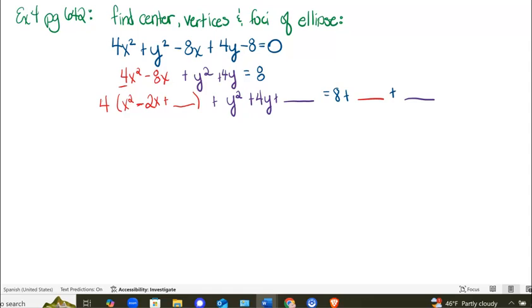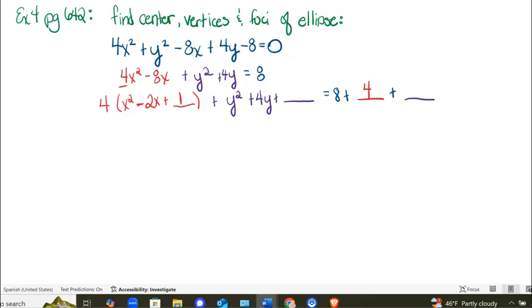Okay, so now let me figure out what numbers I use to complete the square. Remember, we always take the b term, and we half it, and then square it. Half of negative 2 is negative 1, and negative 1 squared is positive 1. So it seems like I'm adding a 1 here, and so I would add a 1 over here, except I'm not. I'm adding 4 times 1. So I'm really adding a 4 to both sides when I do the red, or the x's.